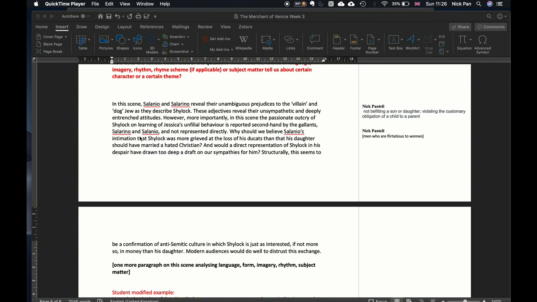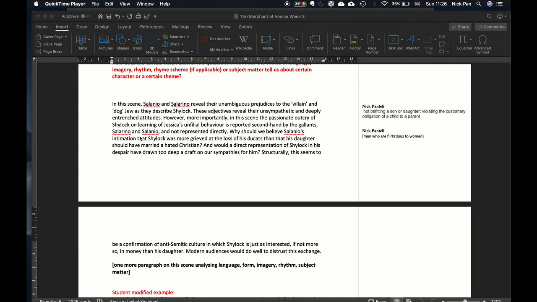close reading. So I've said, in this scene, Salanio and Salarino reveal their unambiguous prejudices to the villain and dog Jew as they describe Shylock. These adjectives, word class, what kind of word is it, reveal their unsympathetic and deeply entrenched attitudes.